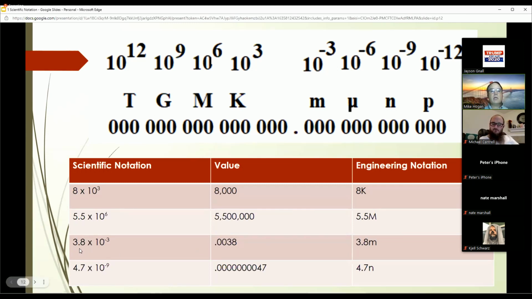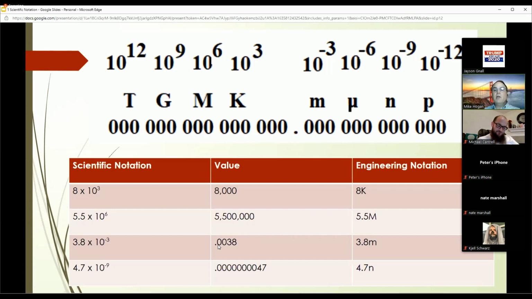Working with numbers that are smaller than 1. 3.8 times 10 to the -3rd. The negative exponent tells me this number is going to be smaller than 1, right? And so if I'm going to convert it, I need to move this decimal. So to make that number smaller than 1, it goes from 3.8 to 0.0038. I'm converting to the value.